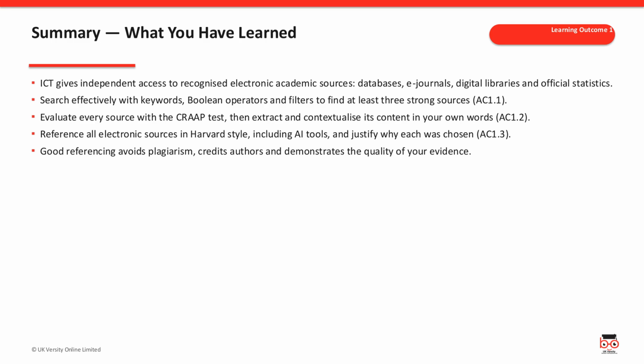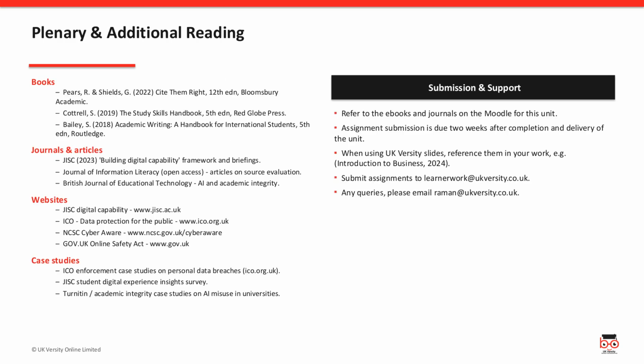Let's pull the threads together. ICT gives you independent access to recognized academic sources, and searching well with keywords, Boolean operators and filters gets you at least 3 strong ones. You then evaluate every source with the CRARP test and put its content into your own words before referencing everything in Harvard style, AI tools included, and justifying your choices. Do all that and your research is credible, well-evidenced, and properly credited. That brings the first outcome to a close.